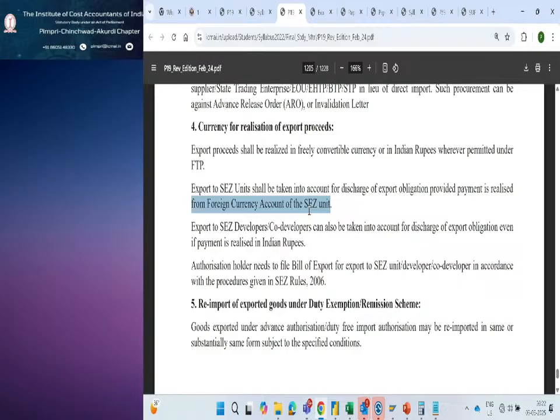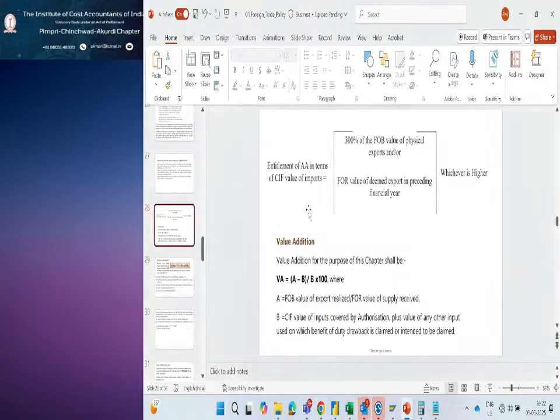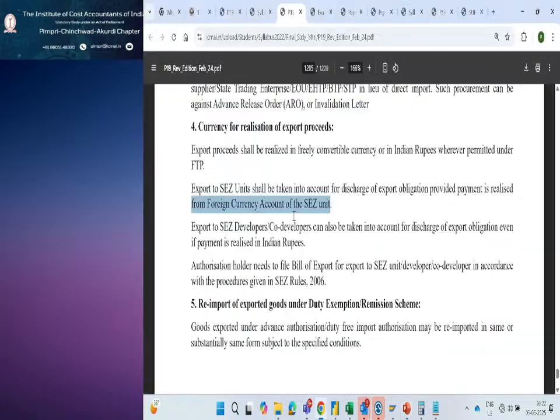If they have the foreign currency account and release the payment to us from the foreign currency account, then only will it be considered in our FOR value, that is, the annual requirement for that license. Only if they release the payment from the foreign currency account.